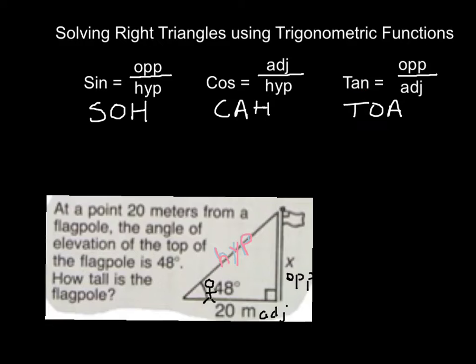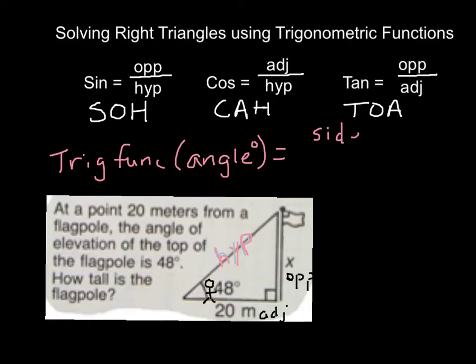So now, when you set up any equation to solve for a right triangle, the way you set up the equation is always going to be, and I'll write this right here, your trig function, so one of those above, of the angle, and this is in degrees, equals a side over a side. That's how we set up our functions. And our side is going to be the opposite, adjacent, or hypotenuse.